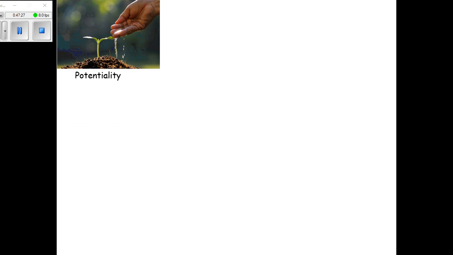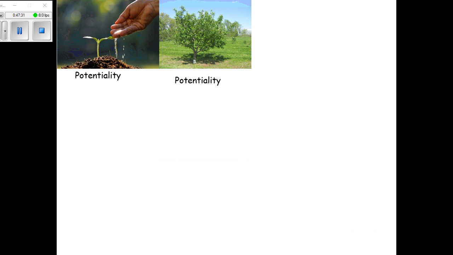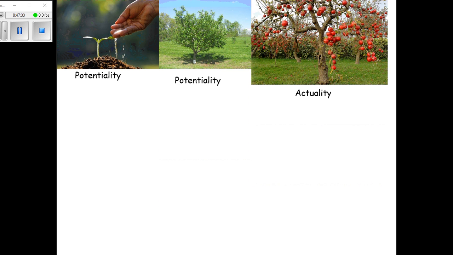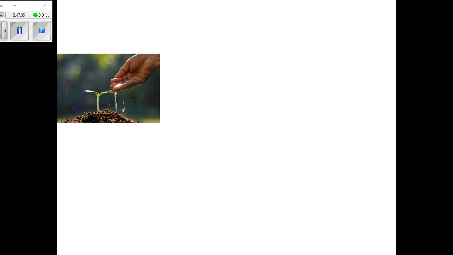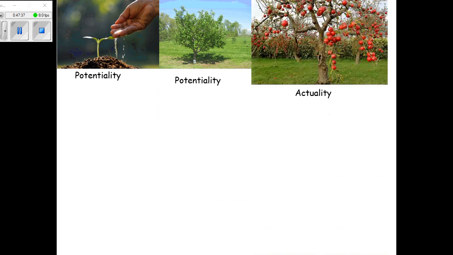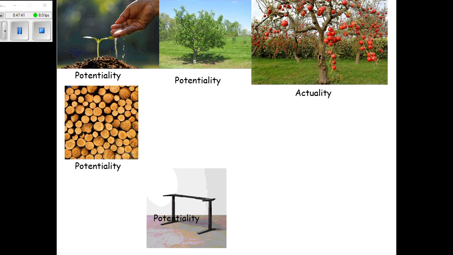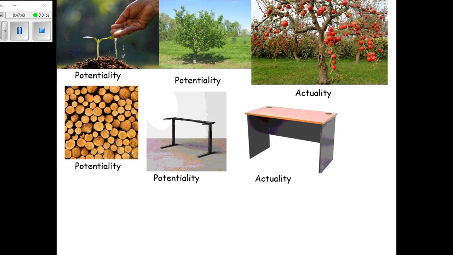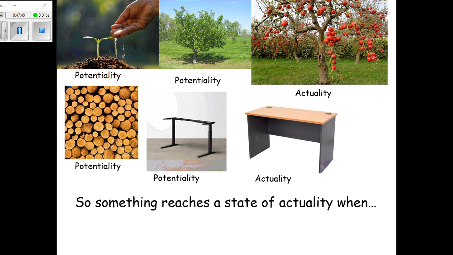So we have potentiality here. We have a potential tree, a potential apple tree. So this is a potential apple tree, this is a potential apple tree, this is an actual apple tree. It changes. This is a potential table, this is a potential table, this is an actual table. And the development of this follows the four causes. So something reaches a state of actuality when it's achieved its telos.